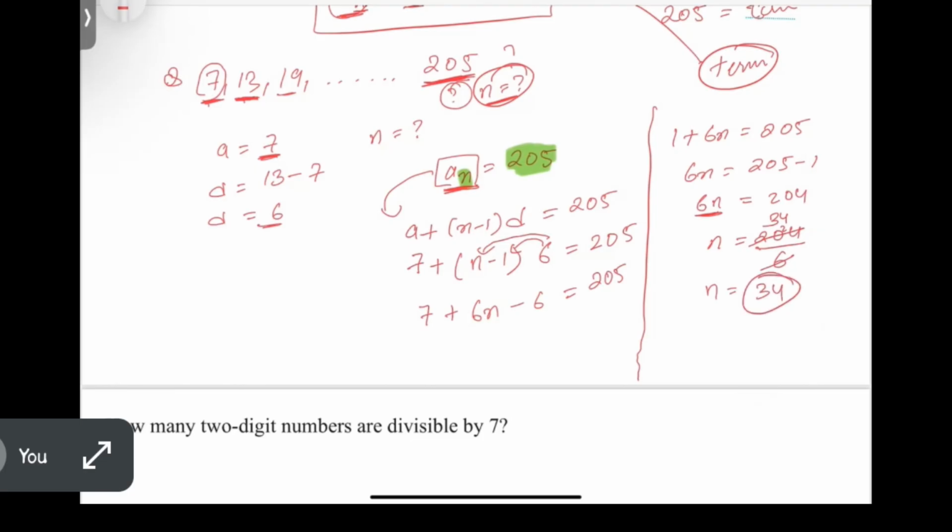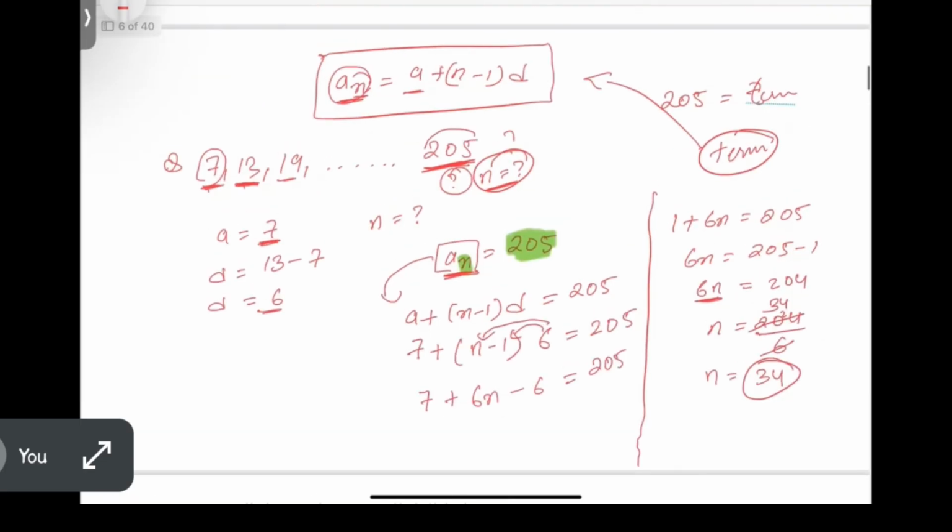So which simply means this 205 is nothing but the 34th term. The 34th term is 205. Okay, are you following that?